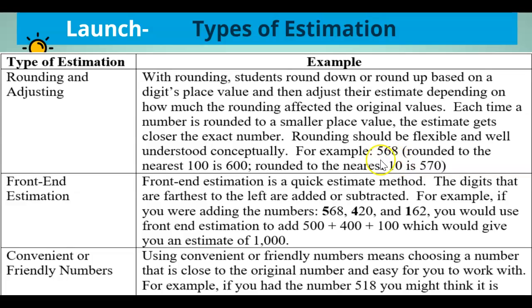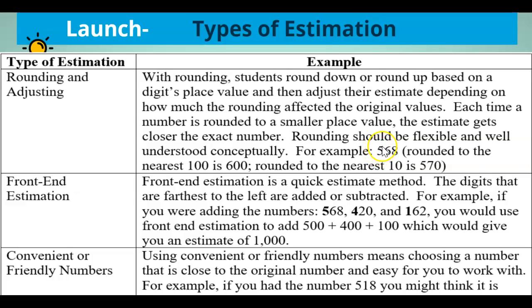An example of rounding would be right here, 568. If you want to round 568 to the nearest 100, it will be 600. So 568 rounded to the nearest 100 would be 600. That means that you're looking at the hundreds place right here. And what is it closer to? Would it be closer to 400 or would it be closer to 600?